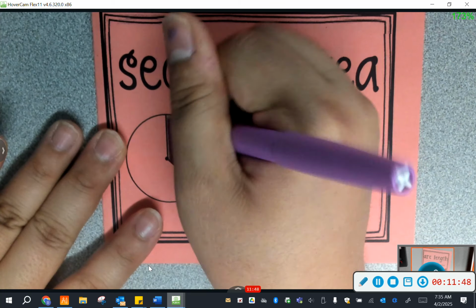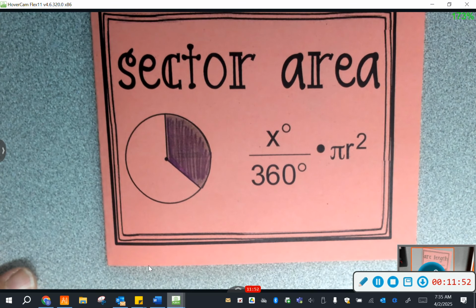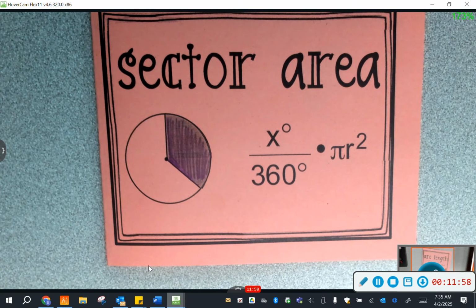I want to know how much space is right there? How much room is right there? Yes. So this is like asking you, how much pizza did you eat? Instead of you saying 1 slice, you could say, this many inches of pizza. That's what sector area is.